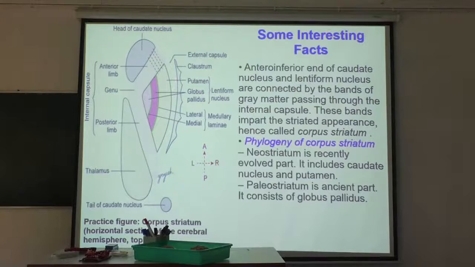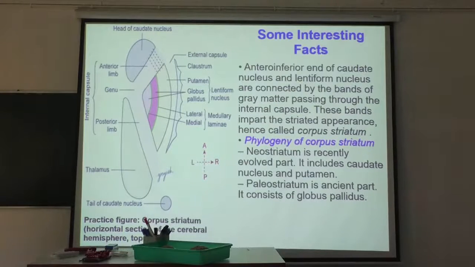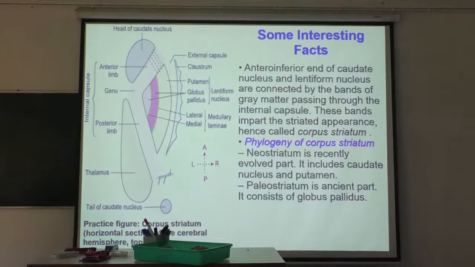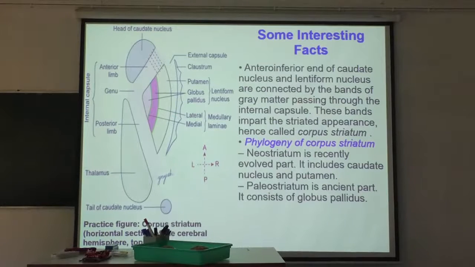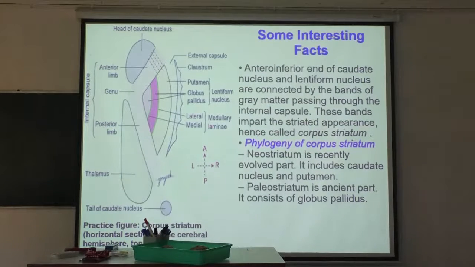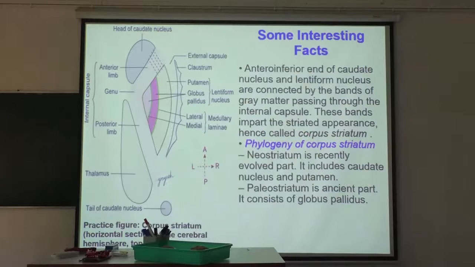This outer one is the lateral medullary lamina and here is the medial medullary lamina. Lateral is also known as the external medullary lamina, medial is the internal medullary lamina. So the external or lateral medullary lamina separates the globus pallidus from the putamen, and this medial or internal medullary lamina separates the two parts of the globus pallidus. Okay.